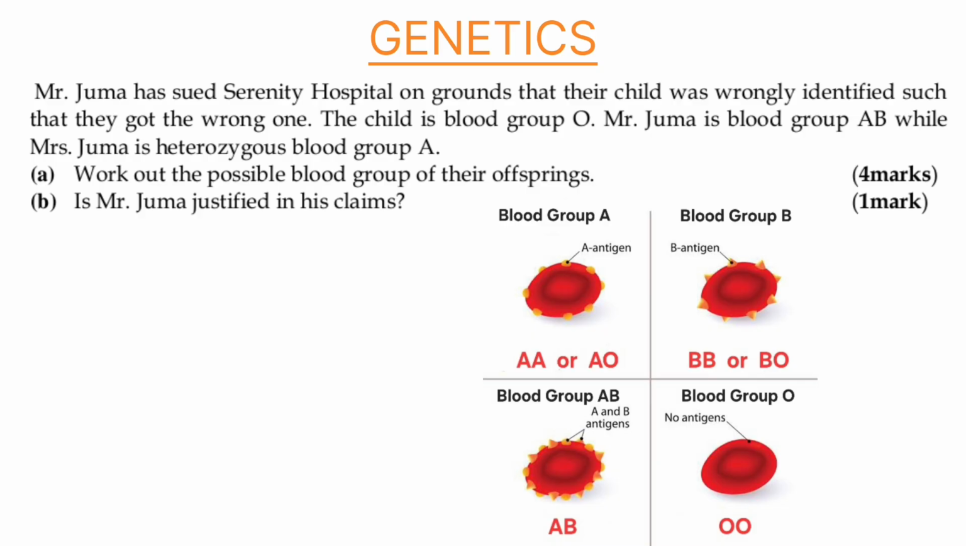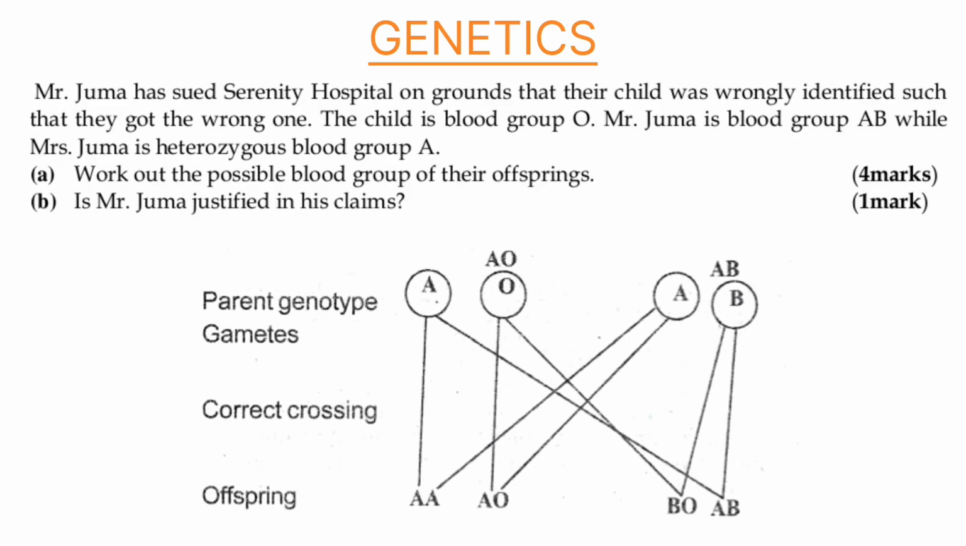So, let us do a genetic crossing to find out if it's possible for this couple to have a child that will have the genotype OO and therefore that will have the blood group O. Those are the 4 possibilities. Do we see any of those possibilities having blood group O, which has the genotype OO? No. So, haiwezekani.